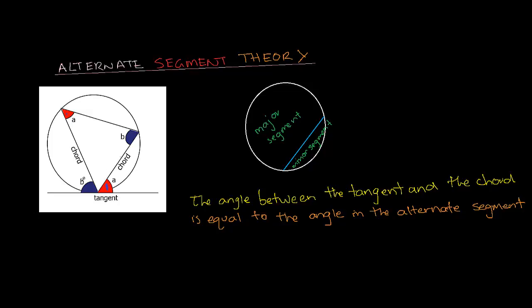Or it works the other way as well. So this is the angle now. Say now we're using this as the chord, and we can say, okay, the angle between the tangent and the chord. So this is a tangent and this is the chord.